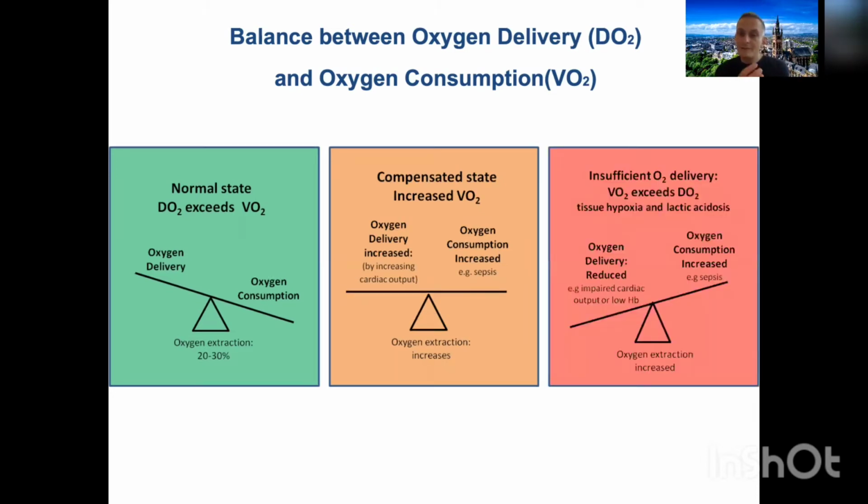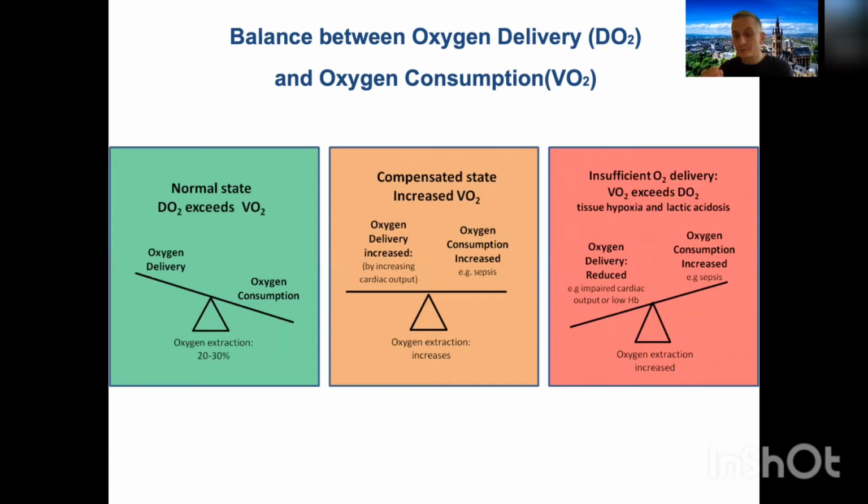However, if there's a situation where the oxygen consumption increases and the oxygen delivery is not able to meet that, for example, low cardiac output or low hemoglobin, then two things will happen. First of all, the oxygen extraction will increase even further, and for that reason, the venous saturations will be even lower. But also the tissues will be hypoxic and will switch to anaerobic metabolism and generate lactic acid. So in that situation of insufficient oxygen delivery, we will see low venous saturations and acidosis, lactic acidosis.